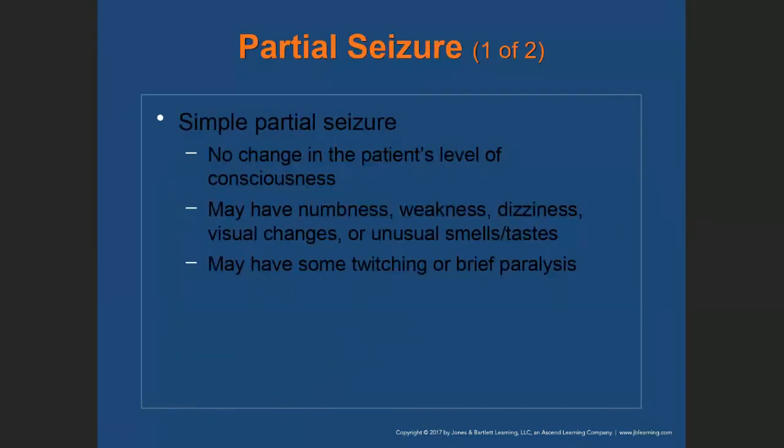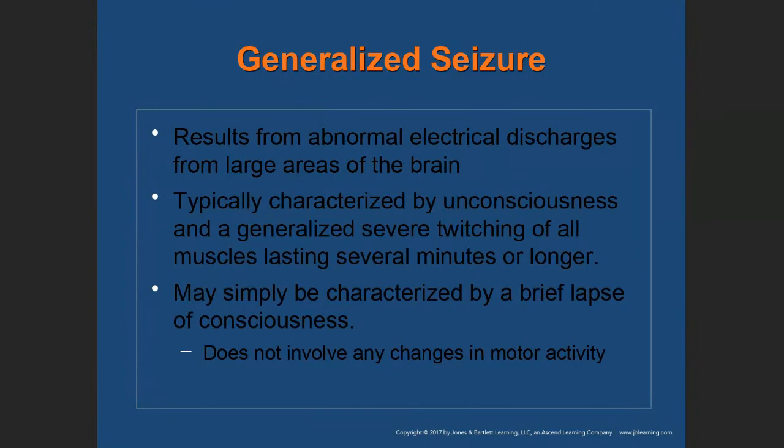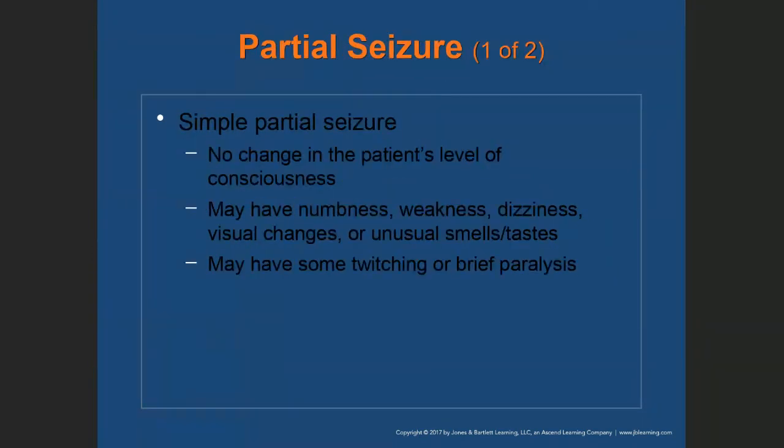Now let's look at a simple partial seizure. With a simple partial seizure, which used to be called petit mal seizures, there is no change in the patient's level of consciousness. Once there is a lapse in consciousness, that's a grand mal or generalized seizure. So with a simple partial, there is no change in the patient's level of consciousness. They may have numbness, weakness, dizziness, visual changes, unusual smells and tastes. They may have some twitching or brief paralysis.